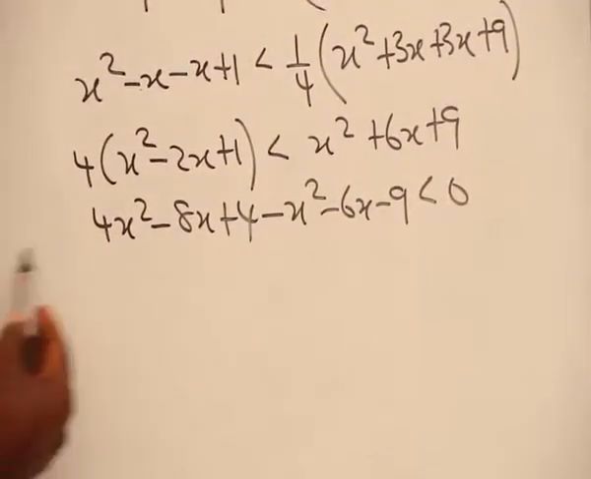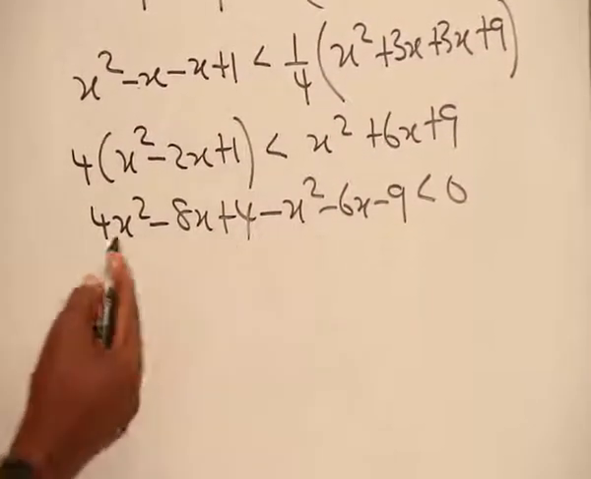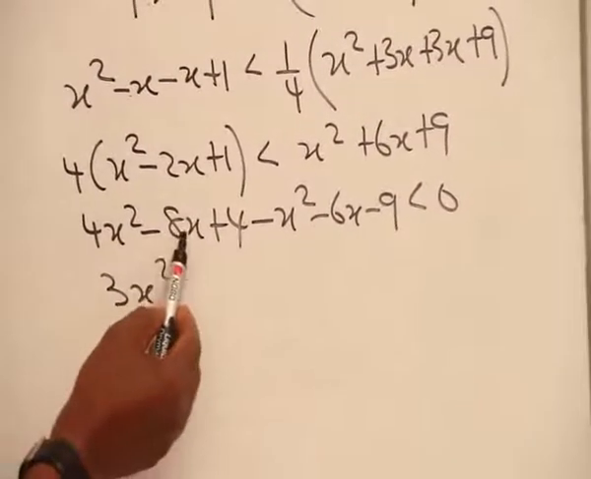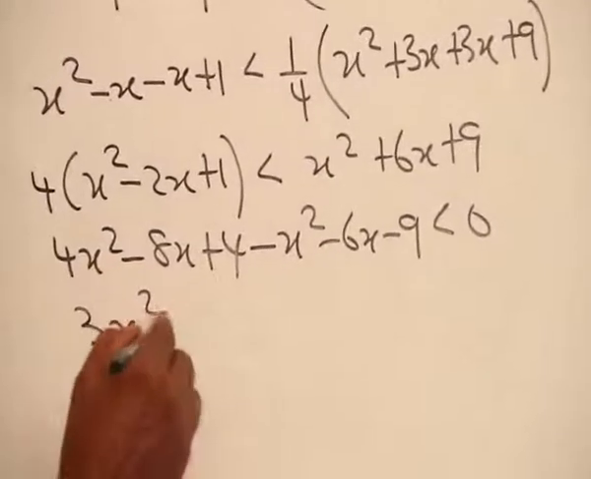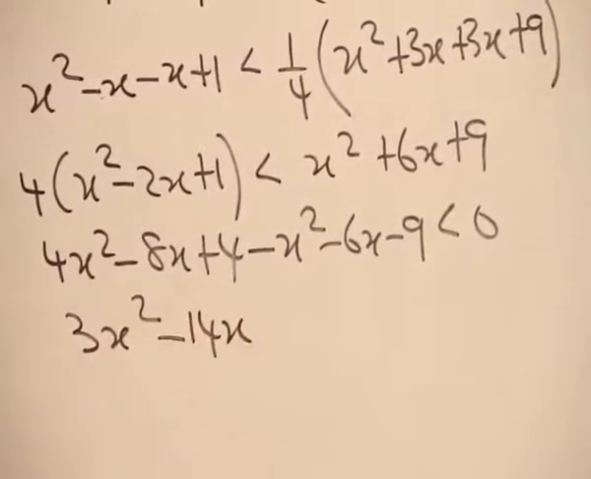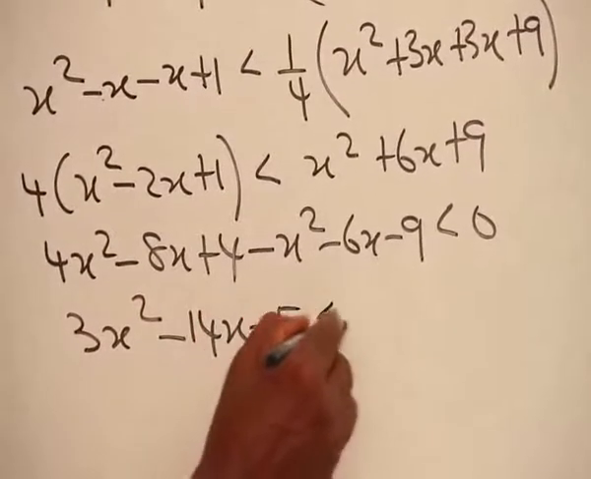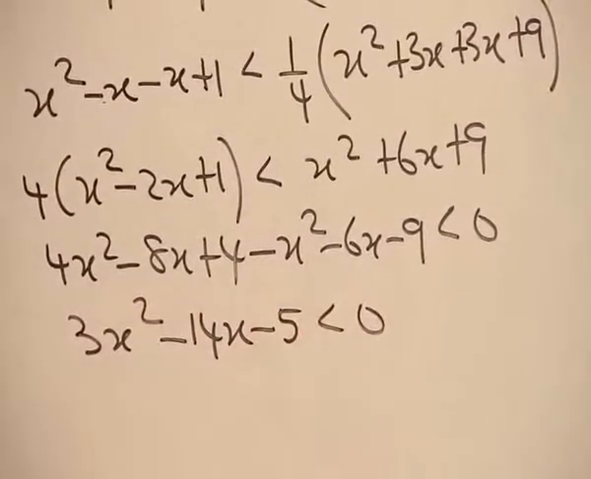You now have, in this case, 4s squared minus s squared, which will give you 3s squared, collecting like terms. Minus 8s minus 6s is minus 14s. And then you now have 4 minus 9 is minus 5. Everything is less than 0.